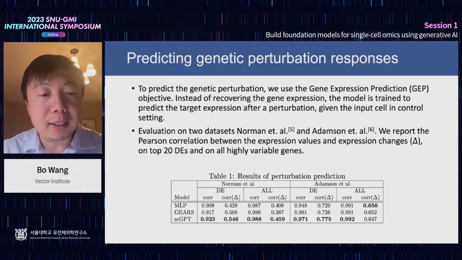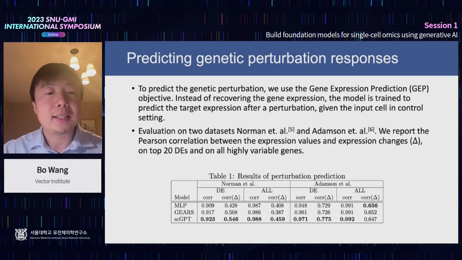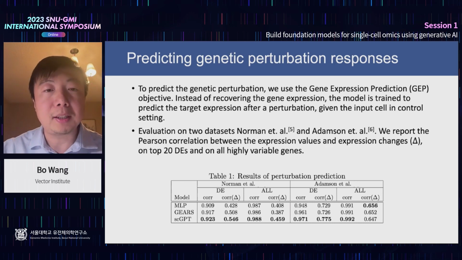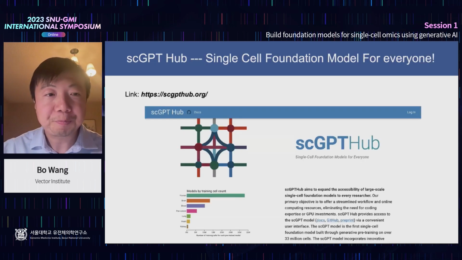The idea is similar: we collected multiple benchmark datasets on gene perturbation, predicted the gene expression after perturbation, and reported the correlations. And similarly, scGPT outperforms specialist approaches such as GEARS, which are specially designed for perturbation prediction. So this really shows the generalization ability of scGPT on multiple tasks.